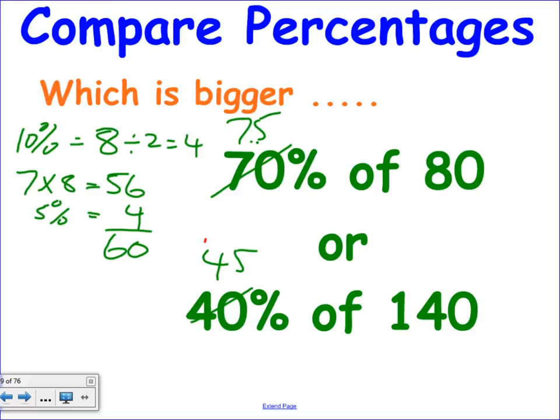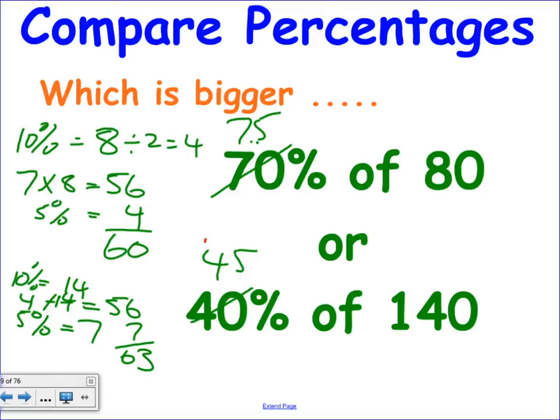Yeah. If we do this one, 10% is 14. So we were interested in 4 lots, which gave us 56. And then 5% of 140 is what? If 10% is 14, 5% is 7. We add 7, we end up with 63. So when you're doing 5%, you just halve your 10% and add it on to whatever it is you're doing.